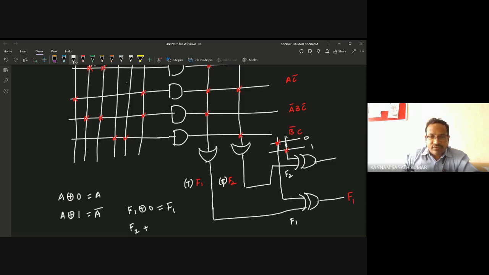So F2 complement of 1. So that means you are getting F2 bar. So this is in complemented form. This is for the true form. So like this, you need to implement the given function. Is it okay? Any doubts in this?